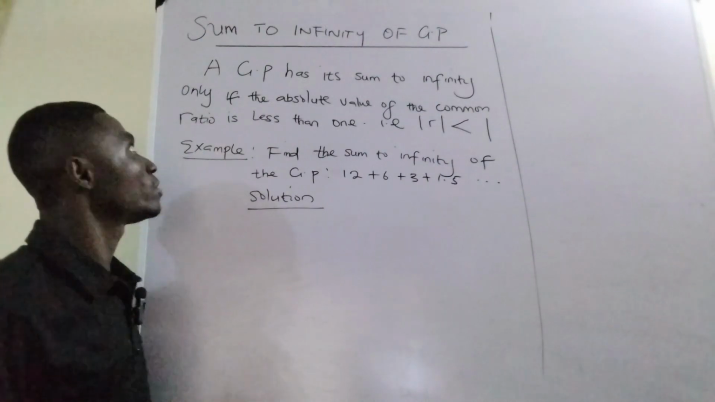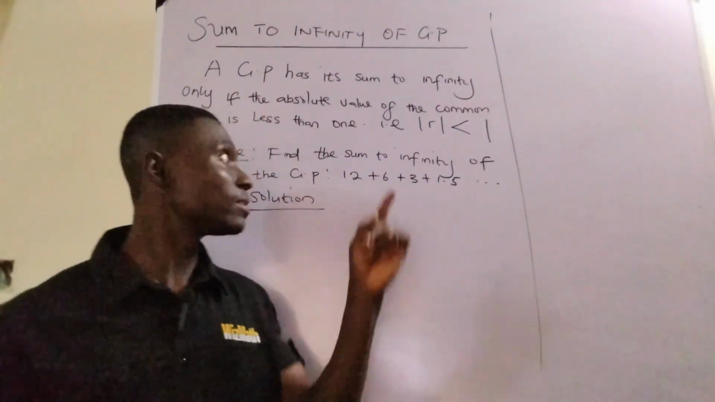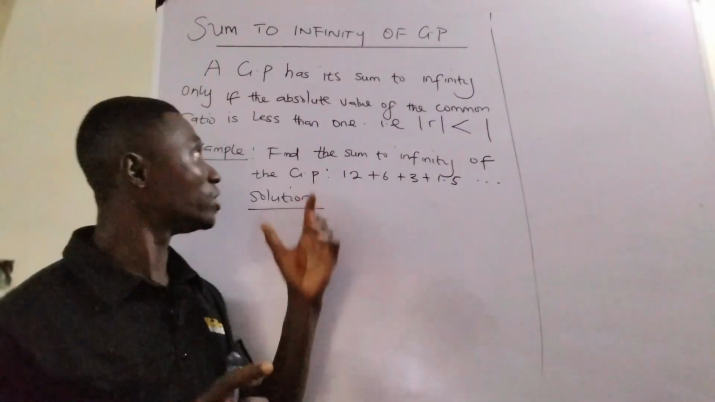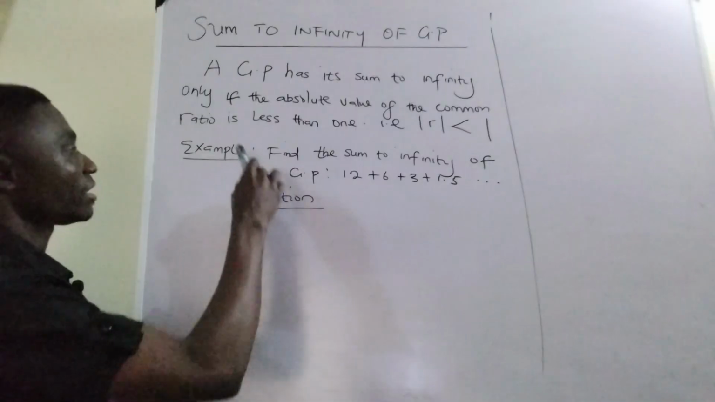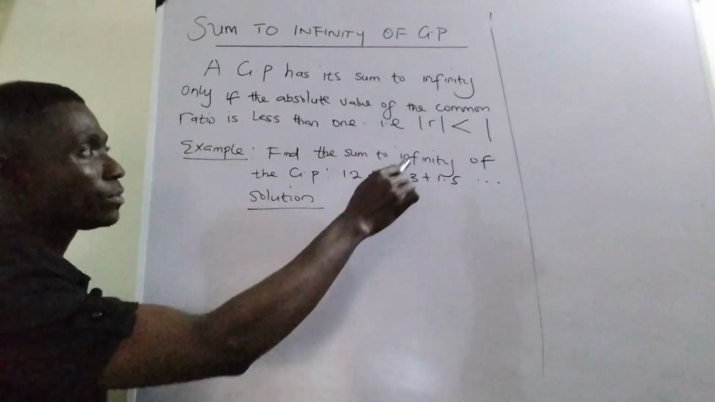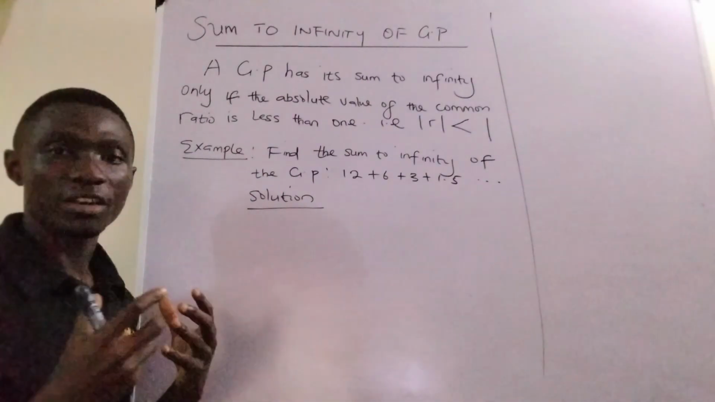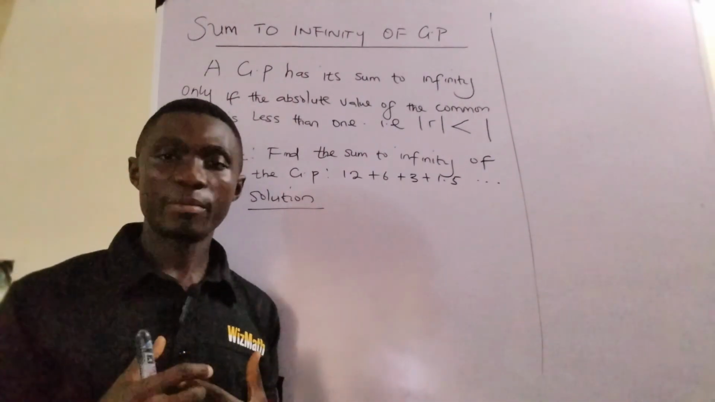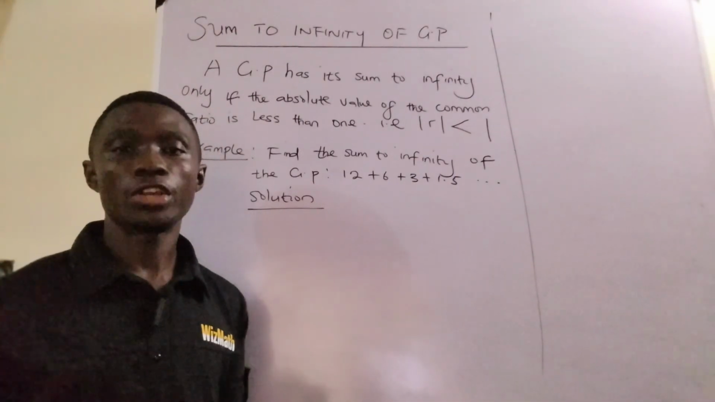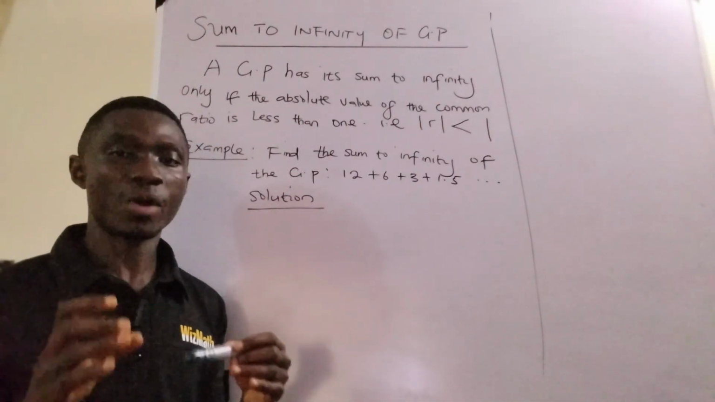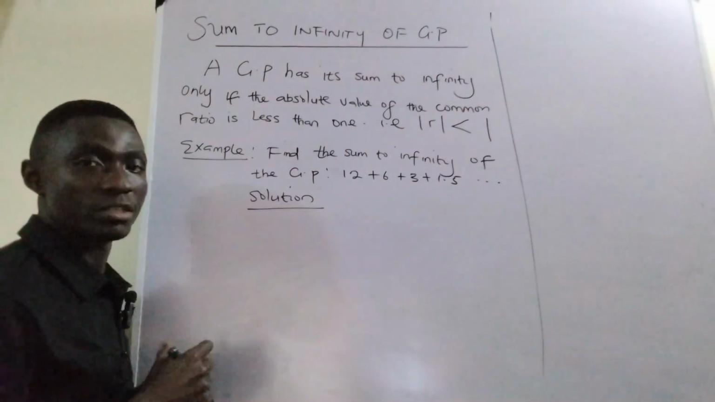That's what it means. So a GP has its sum to infinity if the absolute value of R is less than 1. The word absolute here means that the sign plus or minus is not taken into consideration. Absolute value, and this is the sign for it, is less than 1. So once you're given a question and you bring out the parameters, you get to see that your R, which is of course the common ratio, is less than 1. It is an indication that the sum to infinity does exist.